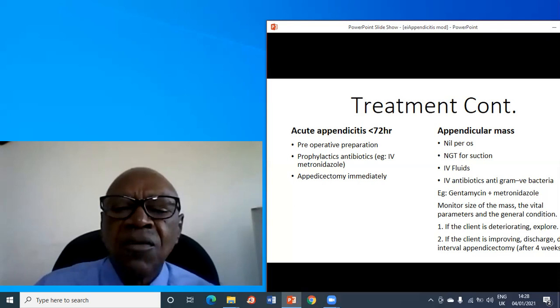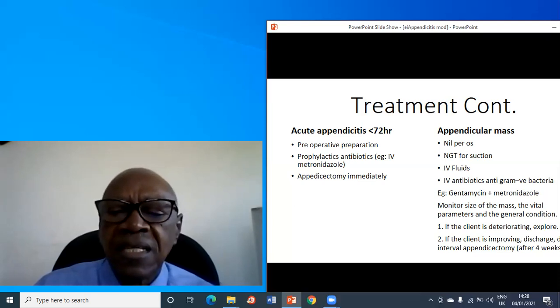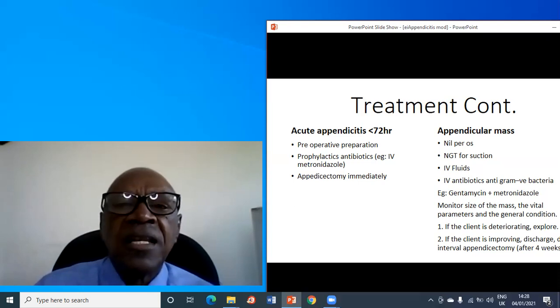Then you monitor the size of the mass, the vital parameters, and the general condition. If the client is deteriorating, you explore. If the client is improving, is discharged, an interval appendicectomy is done after 4 weeks.